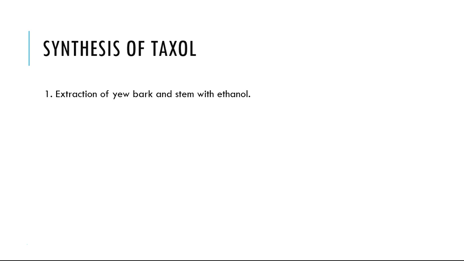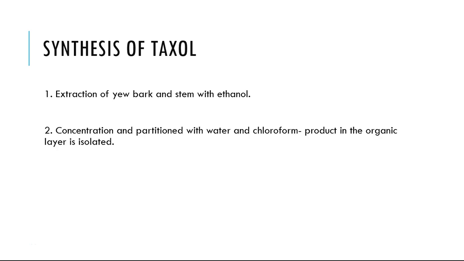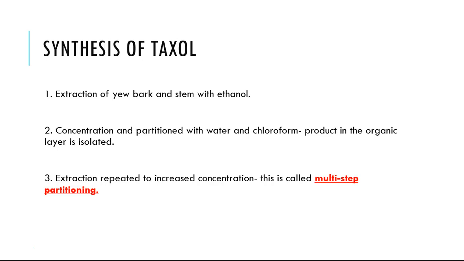First, they extract the yew bark and the stem with ethanol, to try to remove all of the Taxol that's present. Then it's concentrated and partitioned with water and chloroform. Because Taxol is really insoluble in water, it goes into the organic chloroform layer, and then we can isolate it from other substances that are present. This extraction is repeated over and over again to try to increase the concentration, and this is called multi-step partitioning.